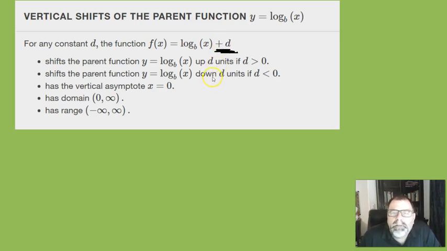So if it shifts up and down, the vertical asymptote doesn't get changed, the domain doesn't get changed, and the range is not going to change, because if you add 5 or subtract 5, you're still going from negative infinity to infinity. So all those things are unaffected.